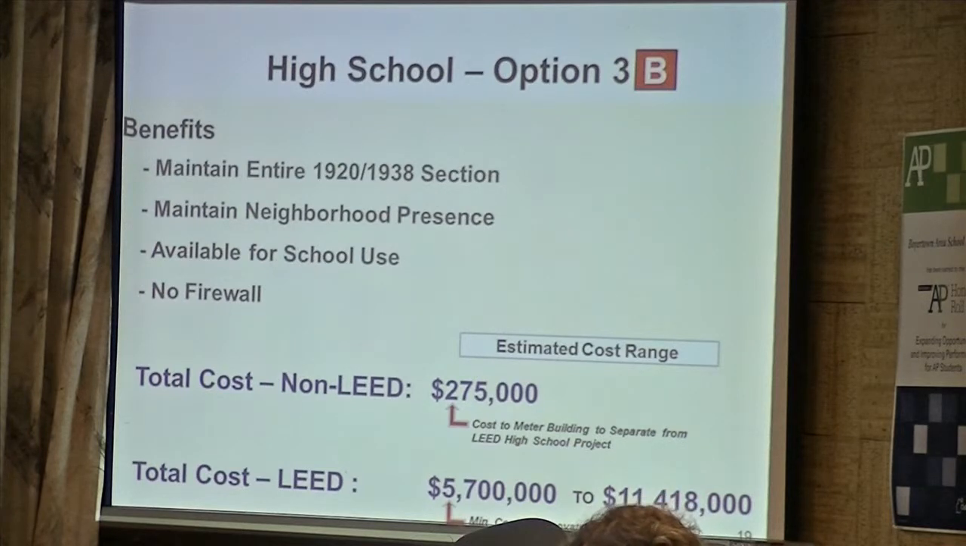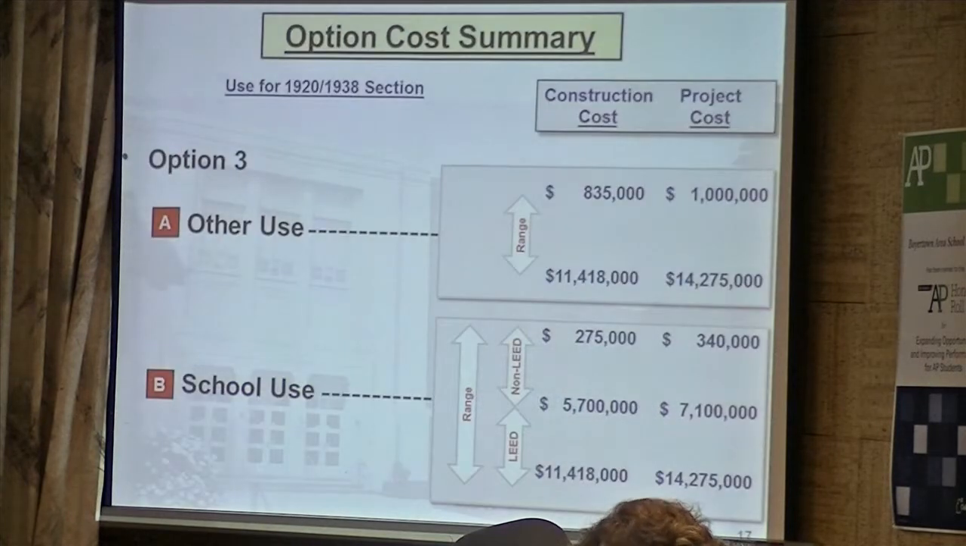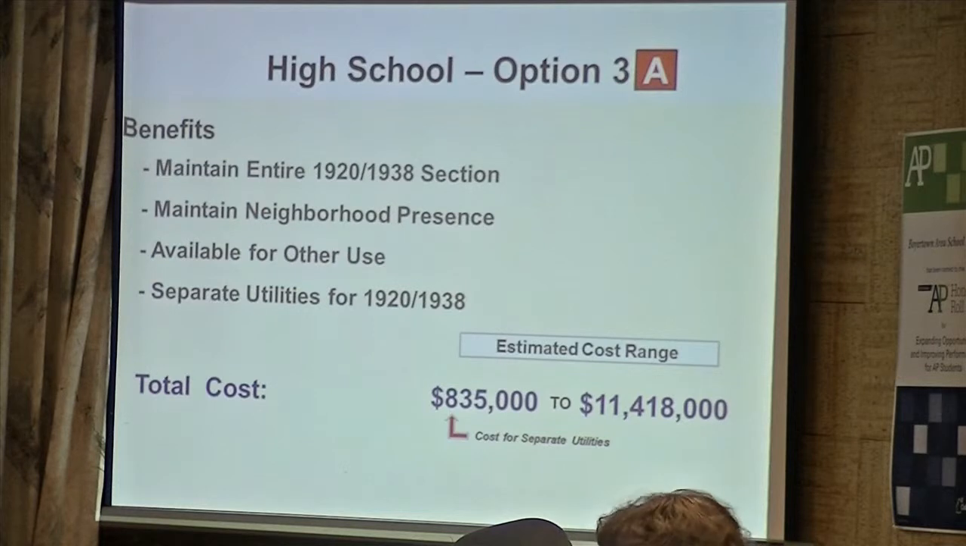So here's just some option 3. There's a slide we were at, and I just put some benefits on each of the options. This 3A benefits maintain the entire 1920, 1938 section of the building, and I think that's what the community is looking to do, maintain the neighborhood presence of that building. It is available for other use, and here we were looking at separate utilities, unless you would have some type of a lease arrangement for how you would pay for utilities. We'd have to separate utilities.